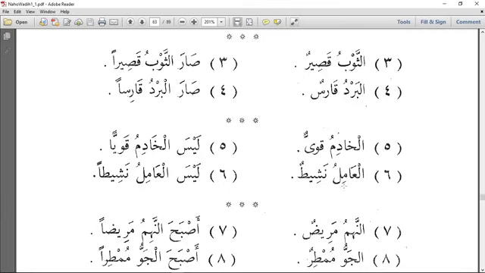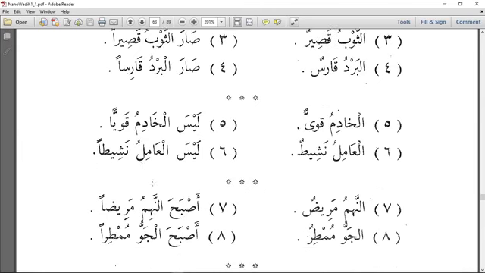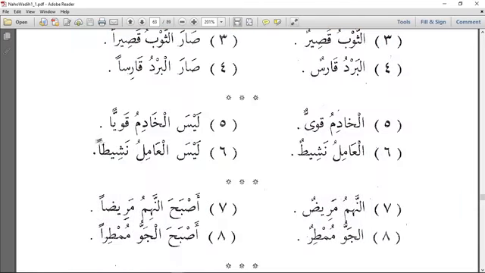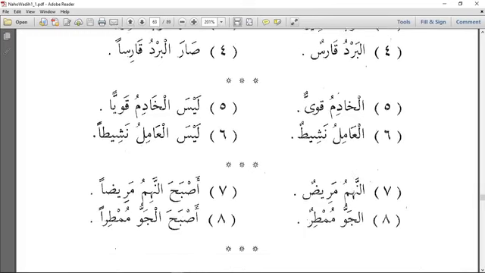Next example, al amilu nashitun, the worker is energetic, or the worker is active. So Laisa al amilu nashitun, the worker is not active, or the worker is not energetic. So al amil is ismu Laisa, nashitun is khabaru Laisa. Don't forget, ismu Laisa is the one that takes raf'un, while the khabar is the one that takes nasbun, for all of kana and its sisters.